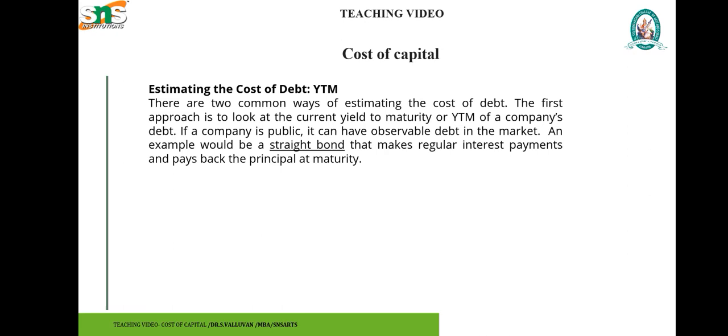Estimating the cost of debt: YTM. There are two common ways of estimating the cost of debt. The first approach is to look at the current yield to maturity, or YTM, of the company's debt. If the company is a public limited company, then it could have observable debt in the market. An example would be a straight bond that makes regular interest payments and pays back the principal at maturity.